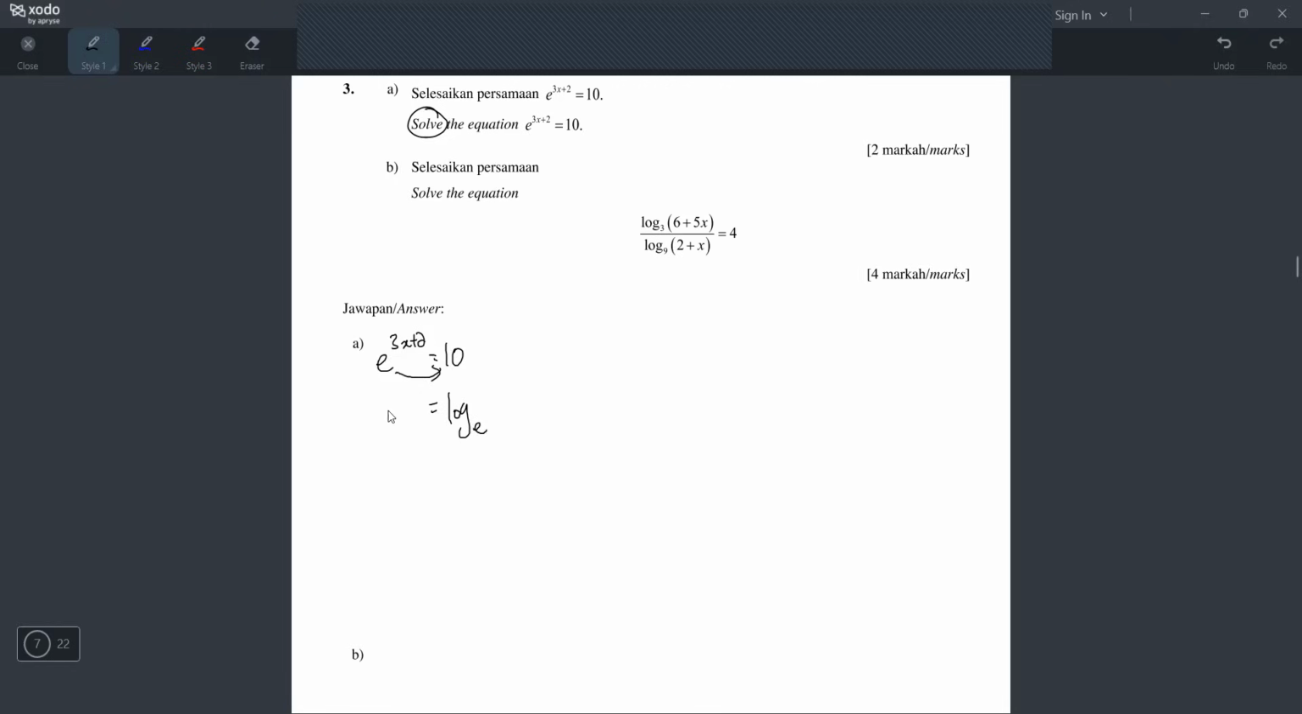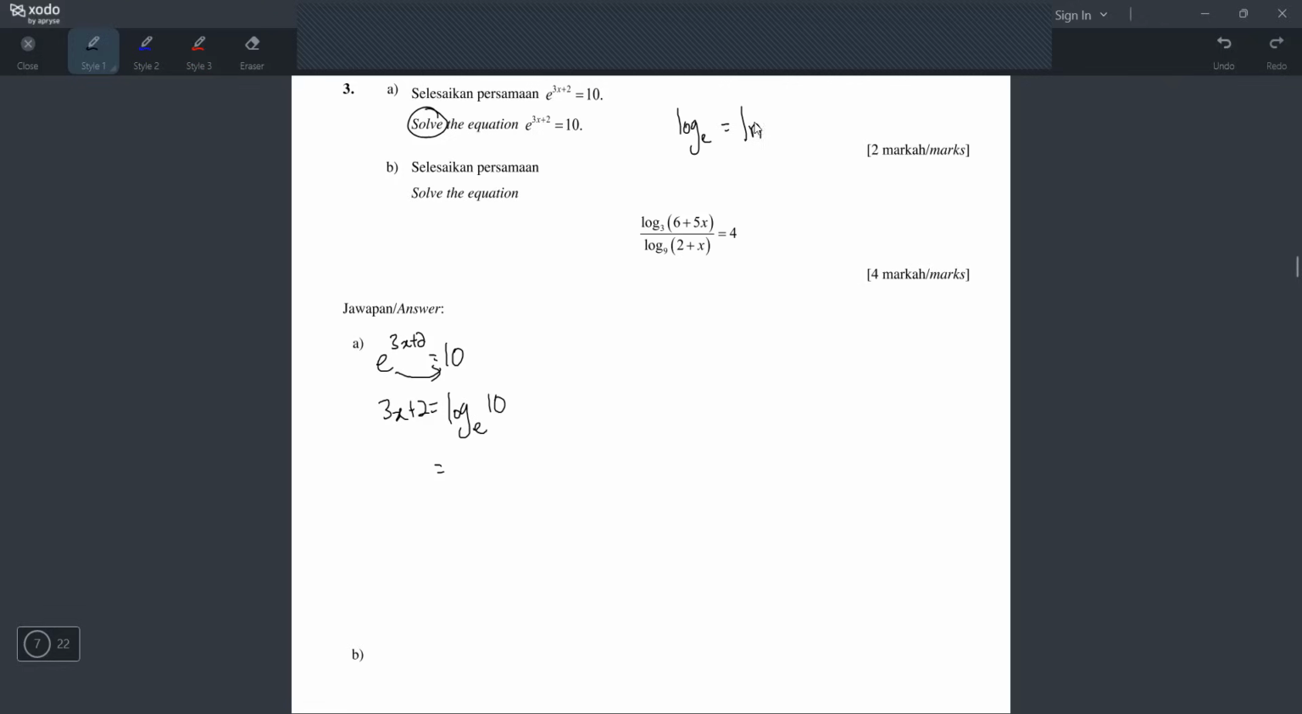And then what's left here? 3x plus 2, but the 3x plus 2 is not the power anymore. It becomes a normal number, and then the 10 we write here. And do you remember you learned before, if log base e, it means what? We call it natural log. So if I say log base e, it's actually the ln, okay, the natural log.